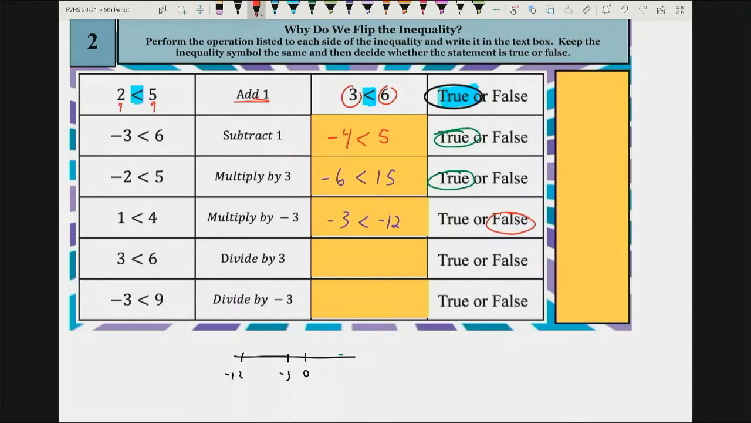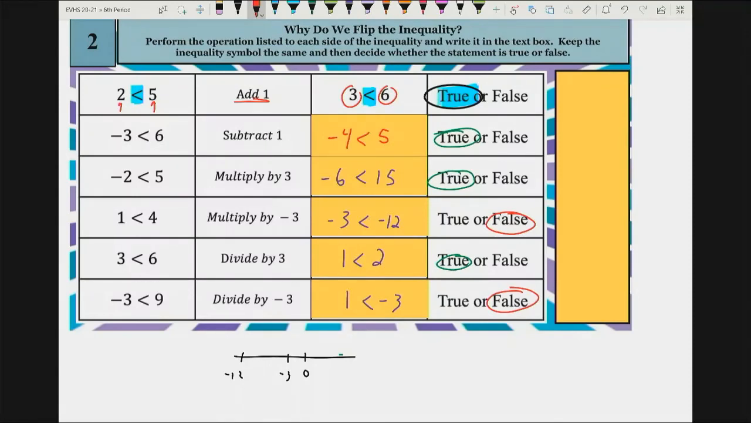Okay, now let's do our next one. Divide by 3. 3 divided by 3 is 1. 6 divided by 3 is 2. And is 1 less than 2? Yes, still true. Now let's do dividing by -3. -3 divided by -3 is 1, is less than 9 divided by -3, which is -3. Now, is that one true? No.